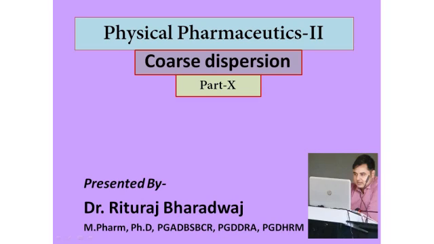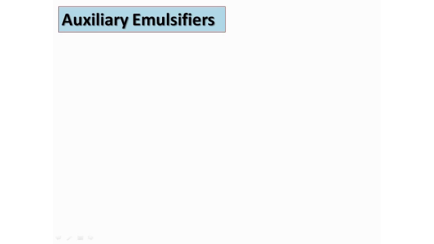Hello everyone. So we are going to start the next part. That is part 10 from the topic Coarse dispersion. In this part we are going to discuss some of the auxiliary emulsifiers and preservatives which may be used in the emulsion. Afterwards we are going to discuss the stability of the emulsion. So without wasting any time, let's start our presentation.